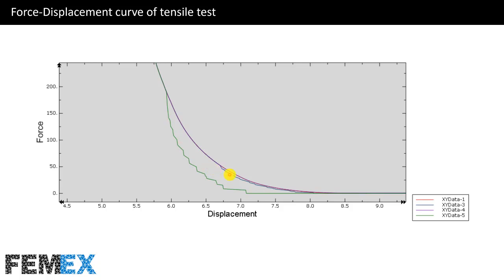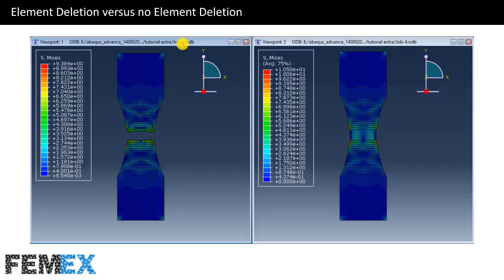Because in Model 5, the max degradation value is set to 0.6 and in Model 3, it is set to 0.9. Job 1 corresponds to Model 1 and Job 4 corresponds to Model 4. In Model 1, the element deletion is set to default and the status is activated. And in Model 4, status is not activated and element deletion is set to no. So you can see that here no element is removed. But here the fully damaged elements are removed and the specimen is divided into 2 parts.